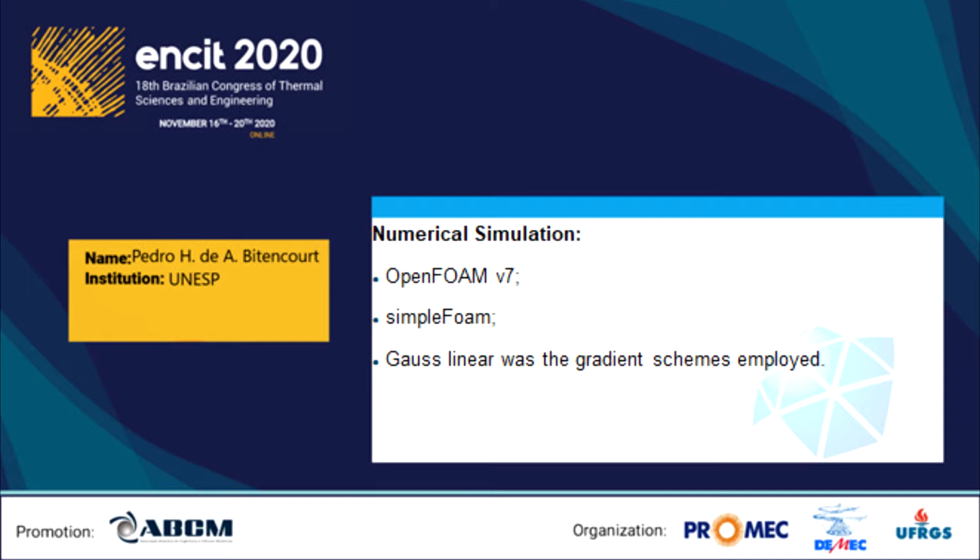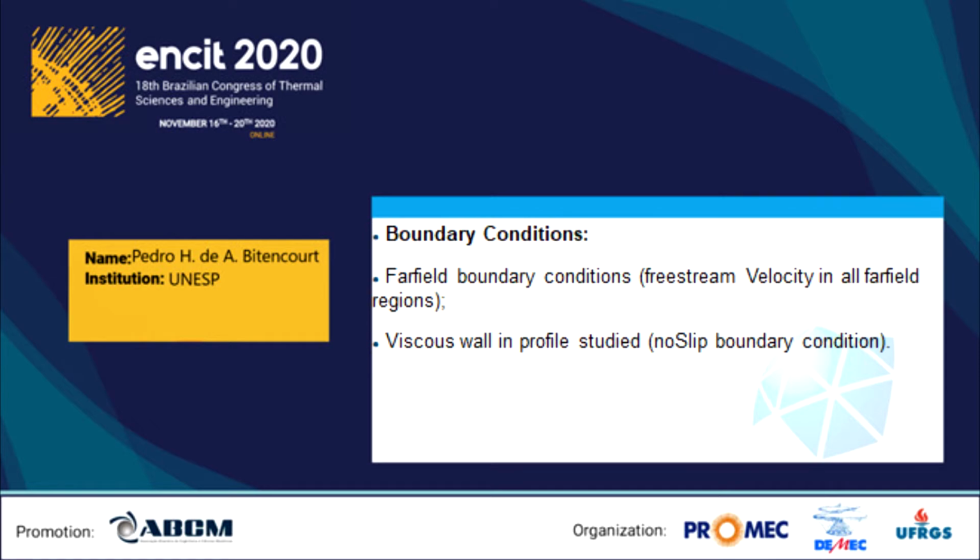Since all the available test cases are incompressible, turbulent, and steady flow problems, we used simpleFoam as a numerical solver. For the numerical analysis, Gauss linear was the gradient scheme employed. Gauss linearUpwind was the divergence scheme used for velocity and turbulent viscosity. Gauss linear corrected was used as the Laplacian scheme, and linear interpolation was used as the interpolation scheme. The boundary conditions adopted were far field boundary conditions, free stream velocity in all far field regions, and a viscous wall with no-slip boundary condition on the profile studied.